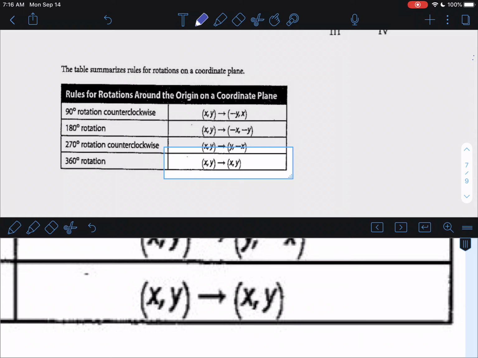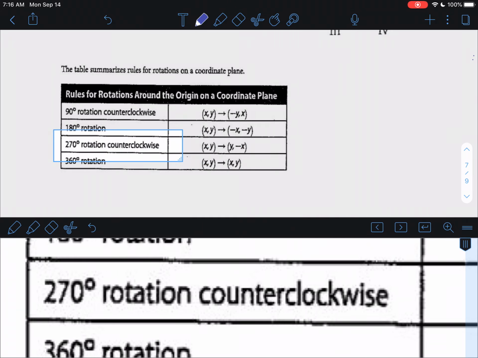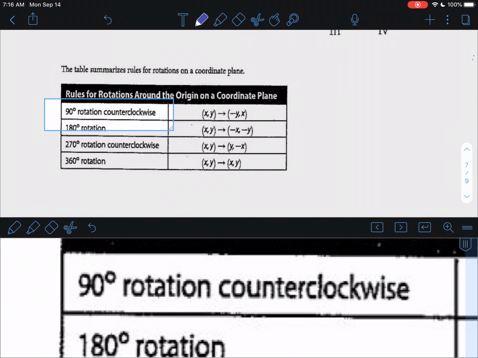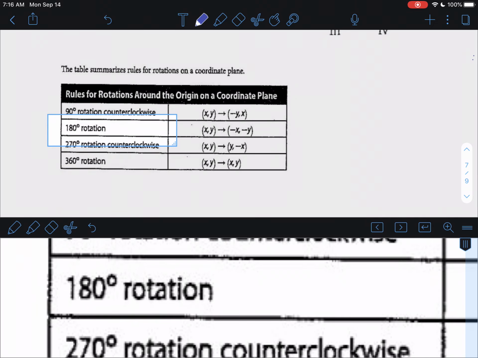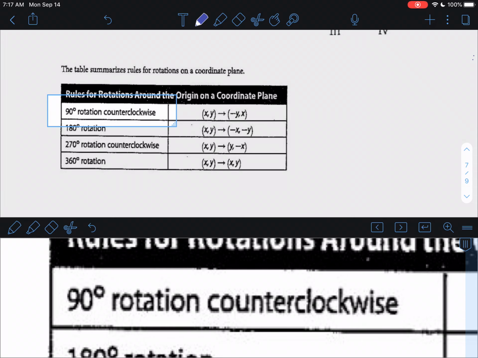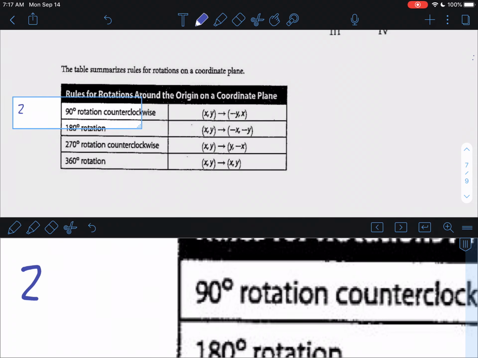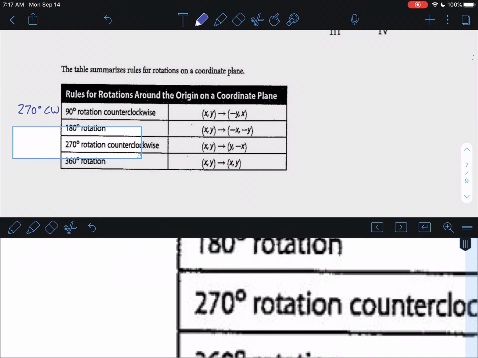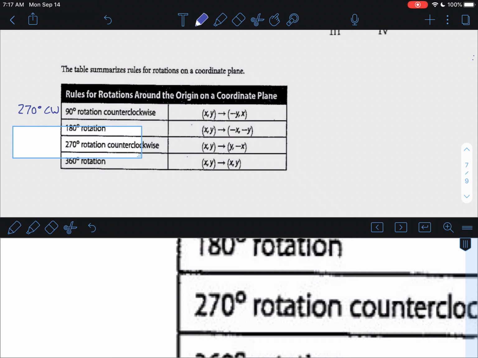And if you were to see clockwise on a problem, you would just switch the 90 and the 270. If you were to go clockwise, no matter which way you went, a 180-degree rotation would just end up right back at the same place. A 360-degree rotation would end up right back at the same place. But a 90 counterclockwise is the same as a 270 degrees clockwise, and a 270 counterclockwise is the same as 90 clockwise.